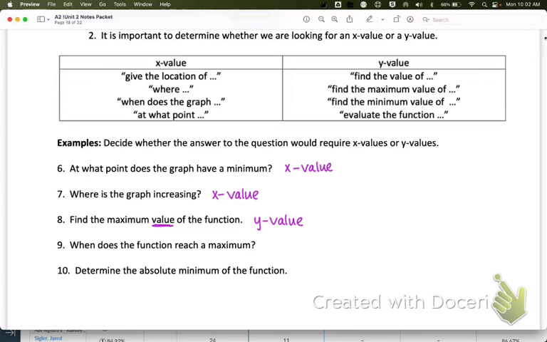We want to actually know what it's equal to. When does the function reach a maximum value? That's the same thing as asking where. So that one is going to be asking for an x value. And then it says determine the absolute minimum of the function. That means the minimum value of the function. What is the minimum of the function? That one would be asking for a y value. So this is one of those examples where it really hits home that math is a language. We have to be able to read and interpret and understand that language of mathematics so we know how to interpret the question and know how to correctly answer that question.